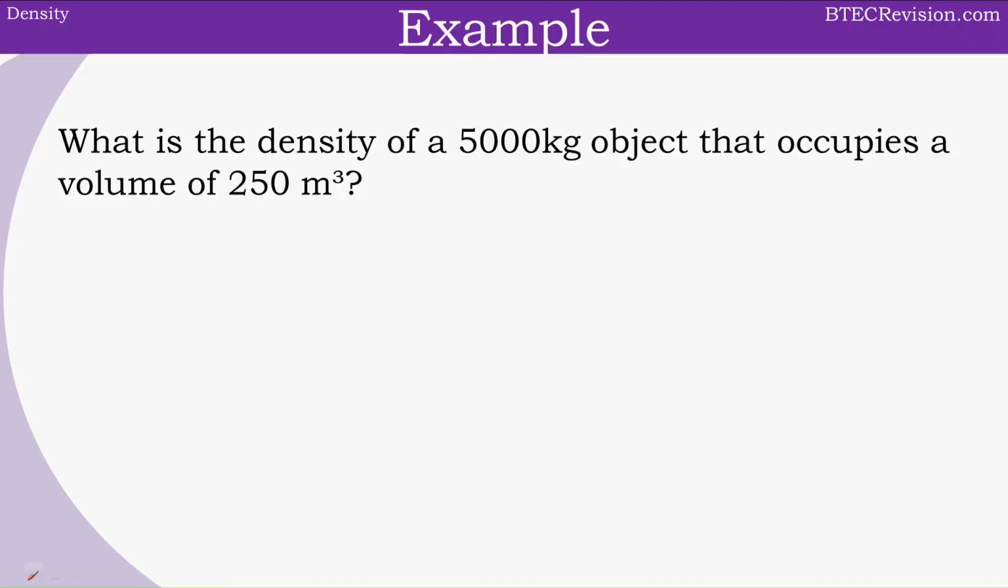Let's look at an example. What is the density of a 5,000 kilogram object that occupies a volume of 250 meters cubed? We'll start by writing down the equation. Density equals mass divided by volume. The mass is 5,000 and the volume is 250. And that would be equal to 20 kilograms per meter cubed.